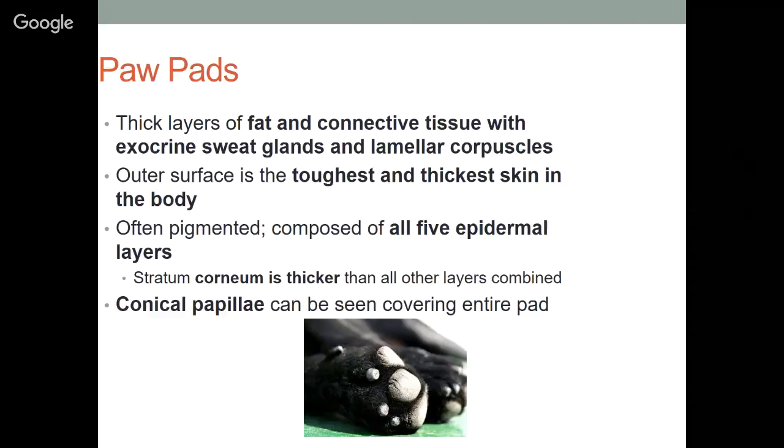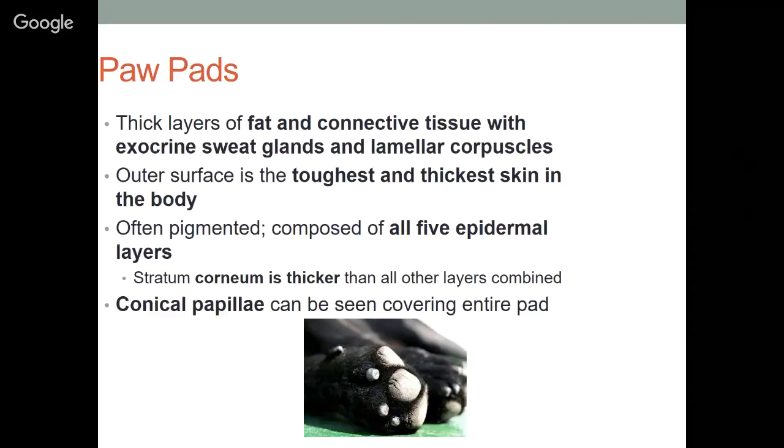That outer surface is the thickest and toughest skin of the body. It's often pigmented and it's composed of all five epidermal layers. Now take a minute. I want you to think through the five epidermal layers. Going from the inside to the outside, we have the stratum basale, the stratum spinosum, the stratum granulosum, the stratum lucidum, and the stratum corneum. The stratum corneum, remember, is 20 to 30 layers of keratinized cells or keratinocyte remnants, and it is thicker than all of those other layers combined.